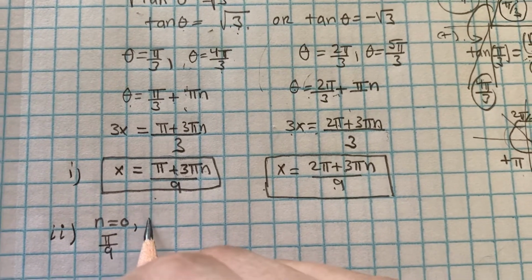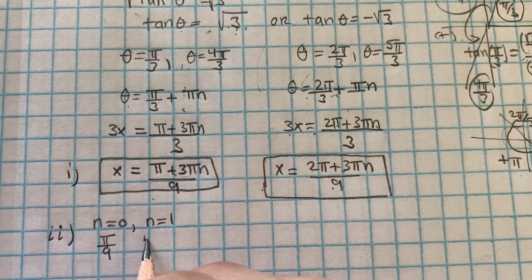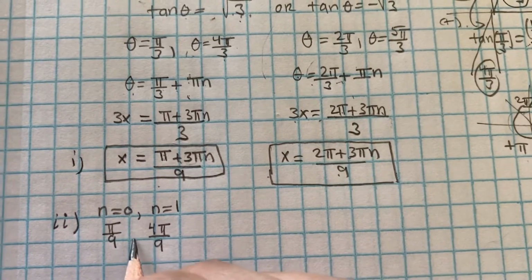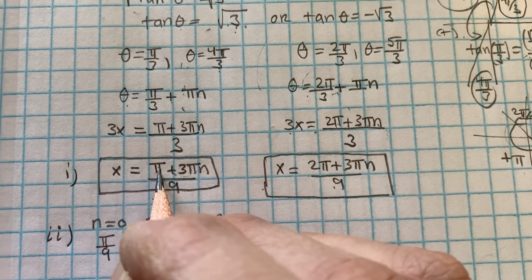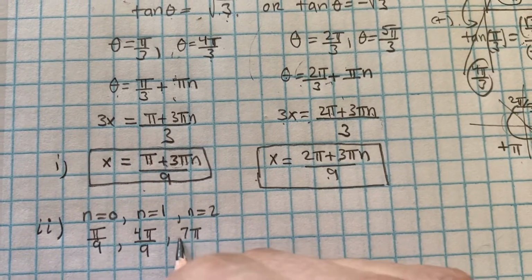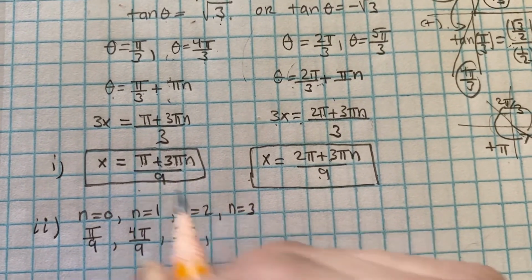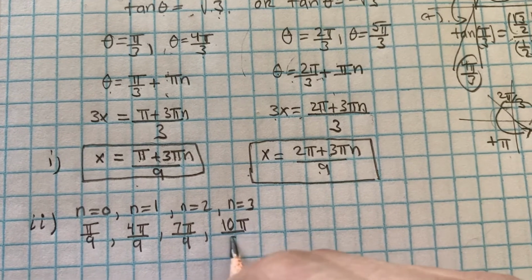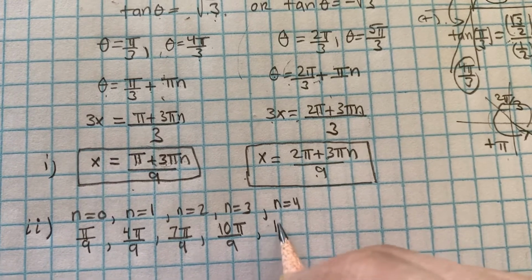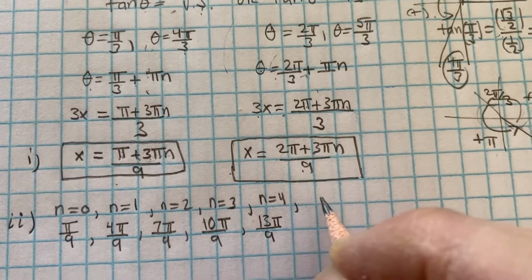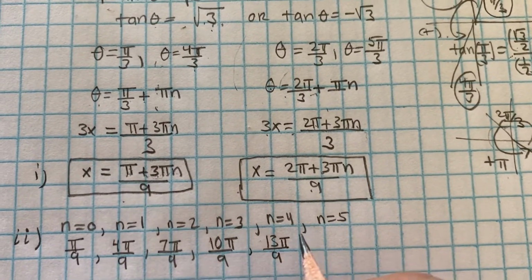So that falls under the interval from 0 to 2 pi. n is equal to 1. I'm going to get 3 pi plus pi, which is 4 pi over 9. Plug in n is equal to 2. 6 pi plus 1 pi is 7 pi over 9. Plug in n is equal to 3. 9 plus 1, that's 10 pi over 9. n is equal to 4. 12 plus 1, that's 13 pi over 9. n is equal to 5. 15 plus 1, that's 16 pi over 9.